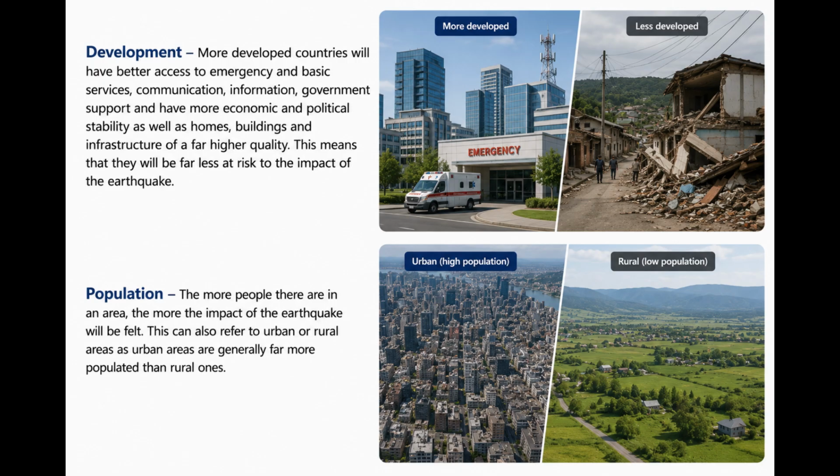Development: more developed countries will have better access to emergency and basic services, communication, information, government support, and have more economic and political stability, as well as homes, buildings, and infrastructure of a far higher quality. This means that they will be far less at risk to the impact of the earthquake.